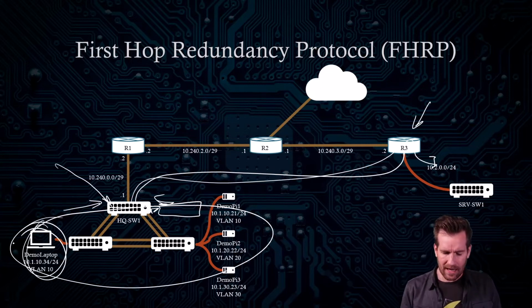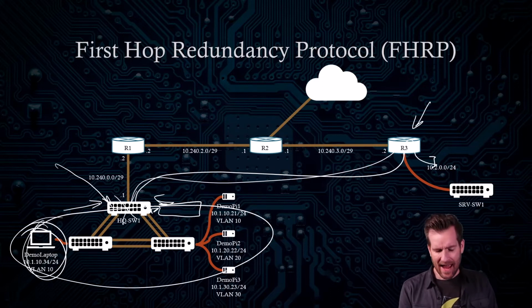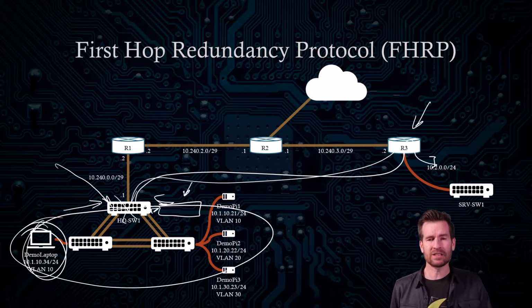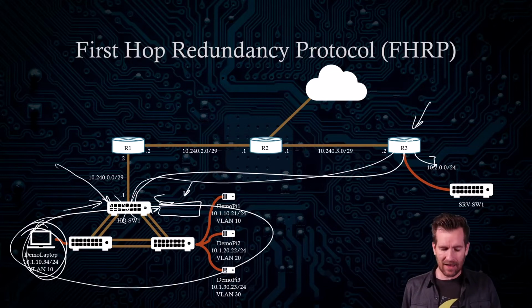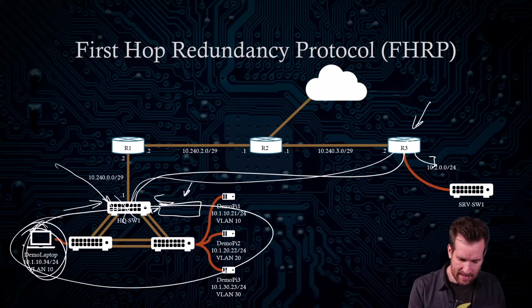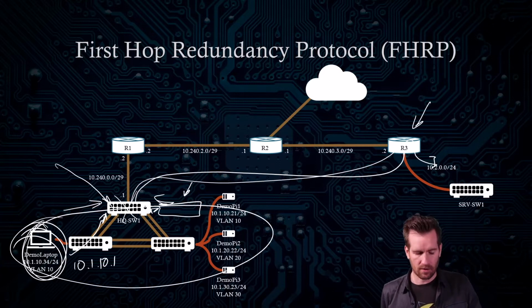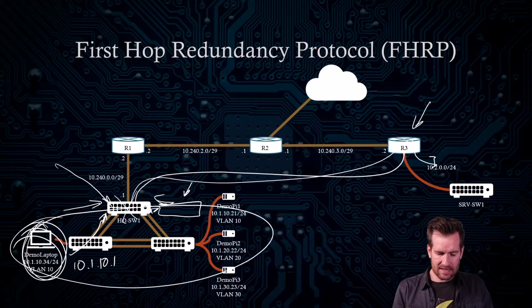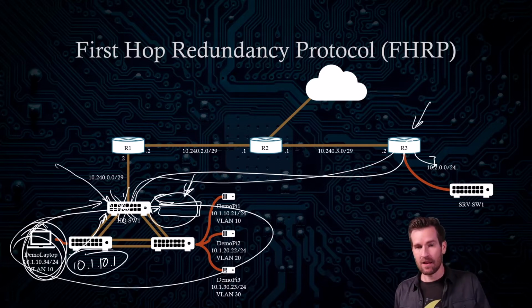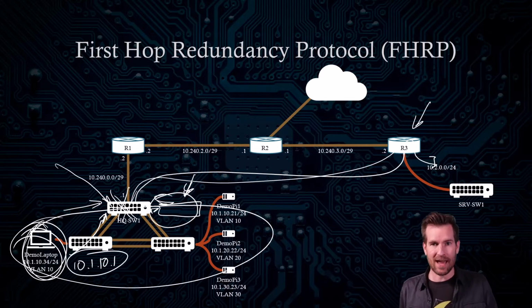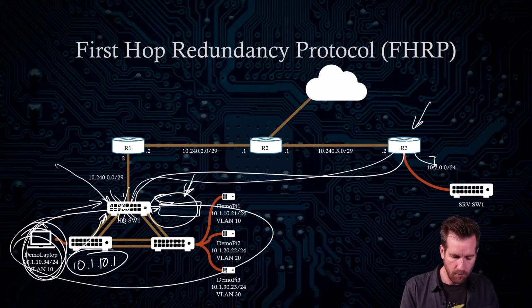So how do we, when this switch goes down, have this other switch take over and take on that same IP address? For instance, this laptop right here has a default gateway of 10.1.10.1, which is on an SVI interface of our layer 3 switch. So if this switch were to go down, how does this switch over here take on this 10.1.10.1 IP address to become the default gateway for this laptop?